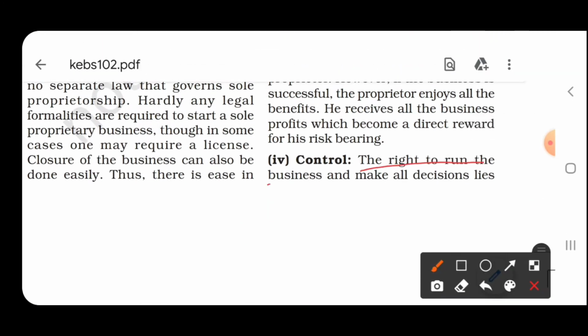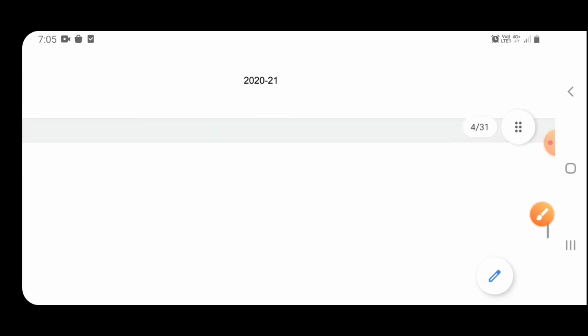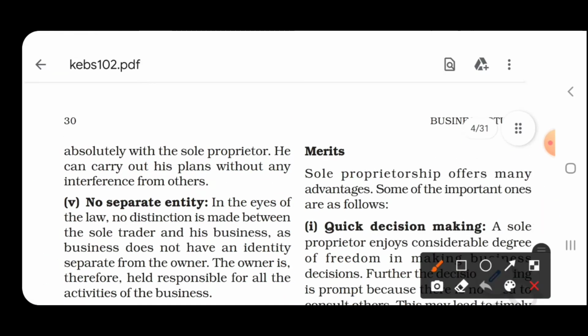Next one is control. Control means the right to run the business and make all decisions lies absolutely with the proprietor. He can carry out his plans without any interference from others, that is, since he is the only person who has started the business, all control of the business will lie within him. So he will be responsible for all the activities taking place.